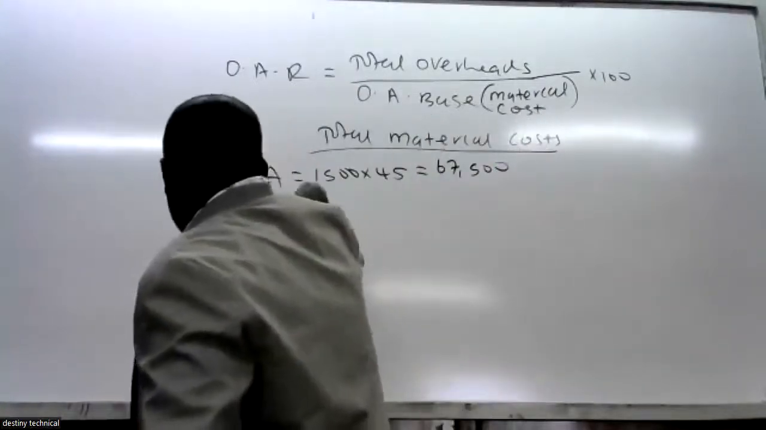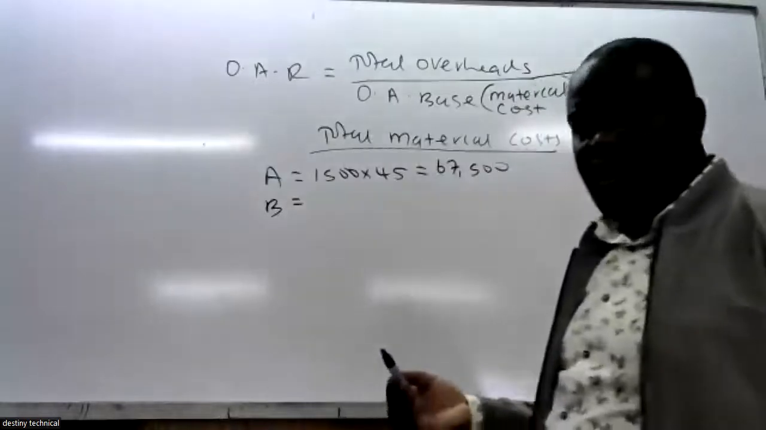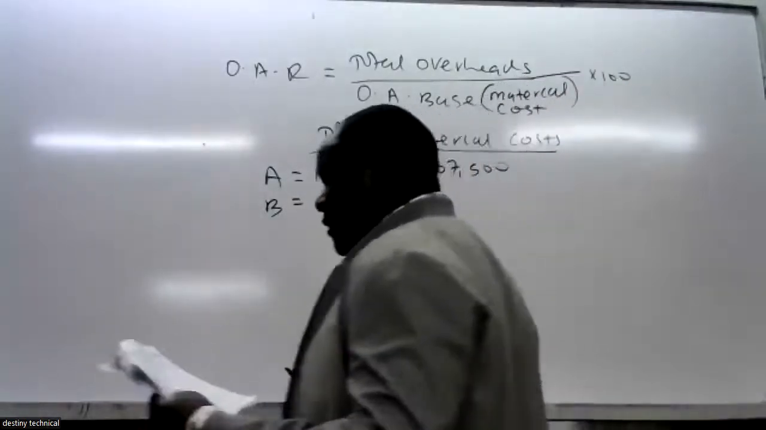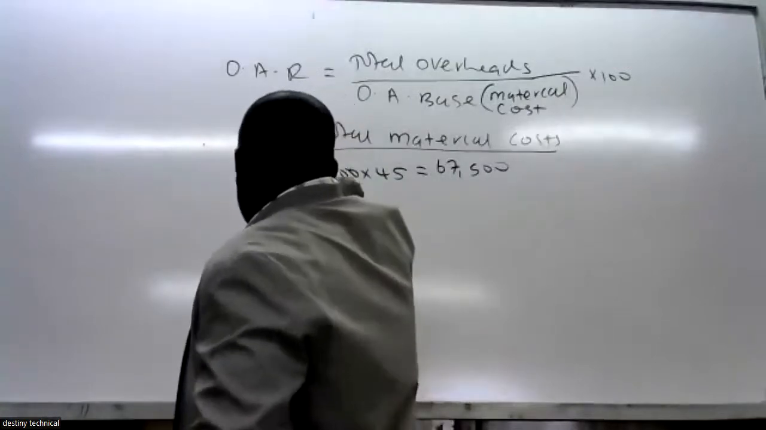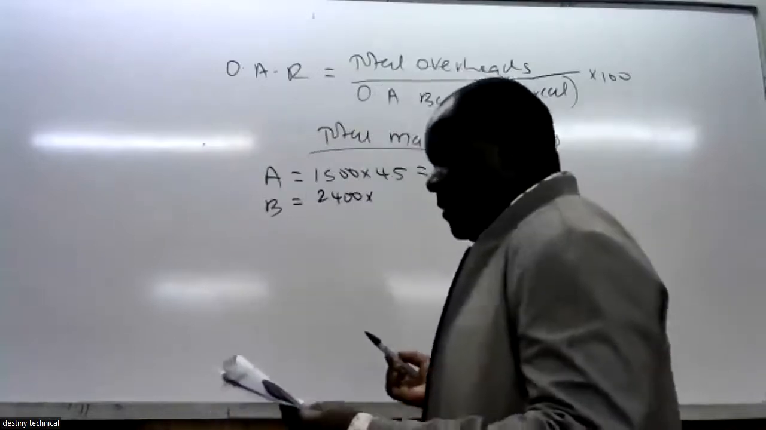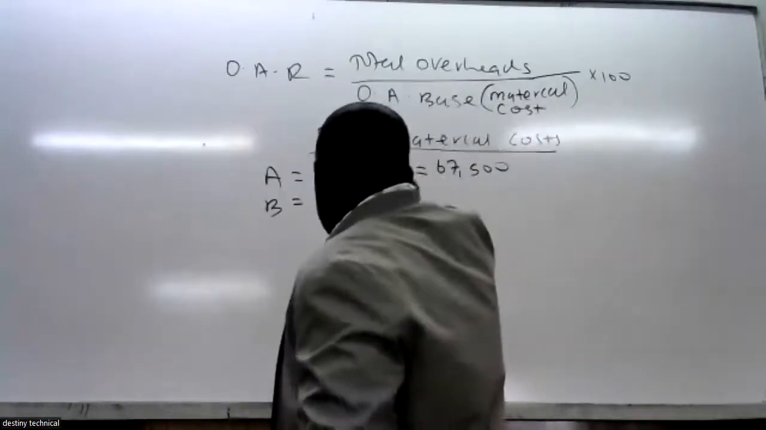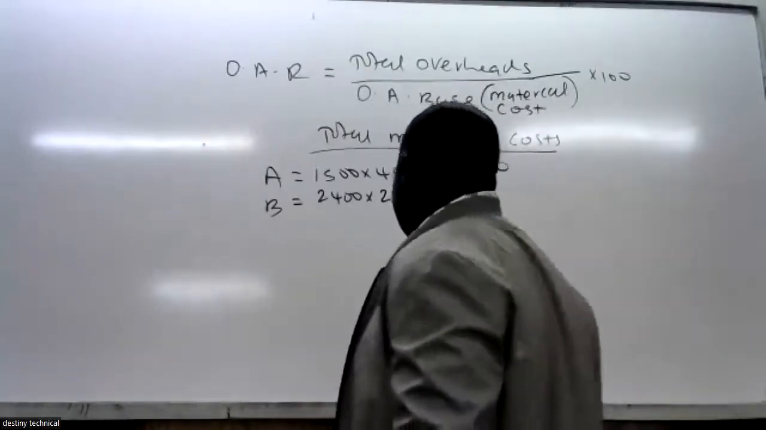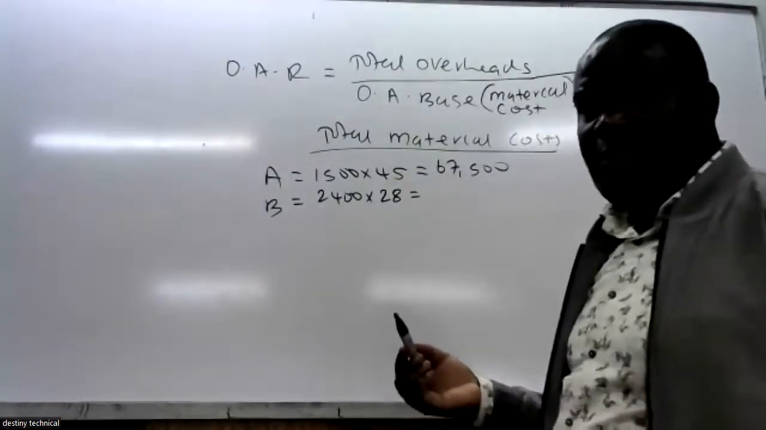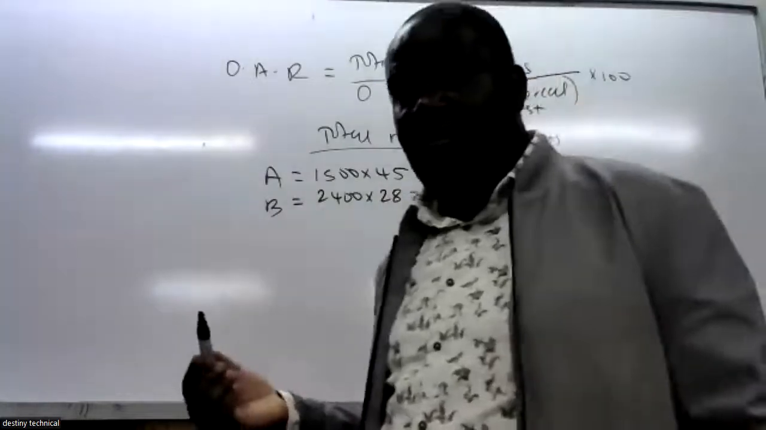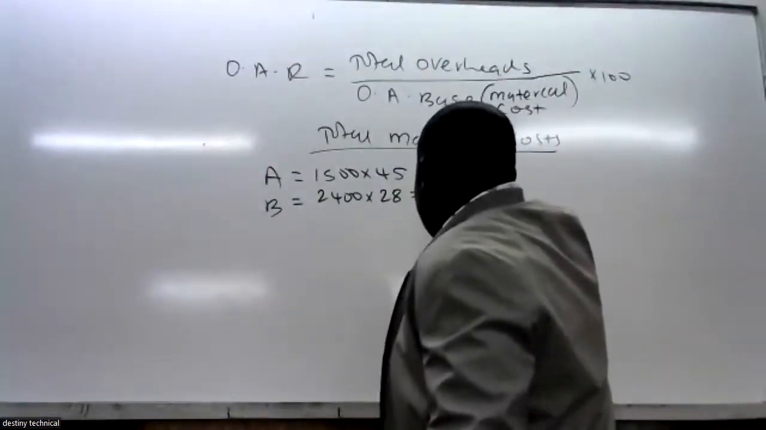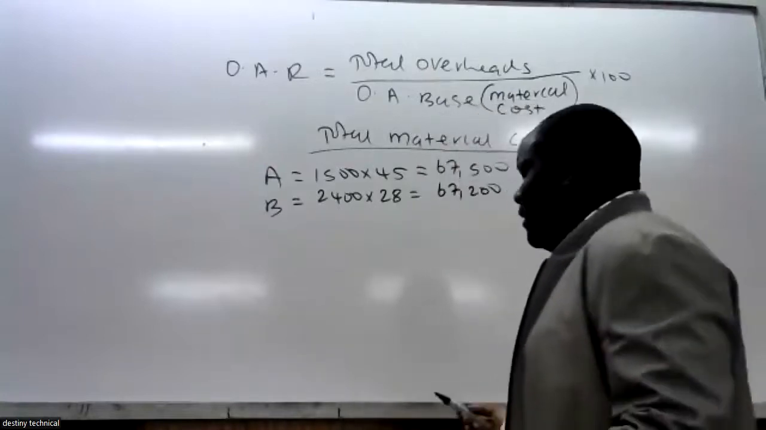We also go to product B. Product B, they gave you 2,400 units. We multiply by 28. When you multiply, we get 67,200.